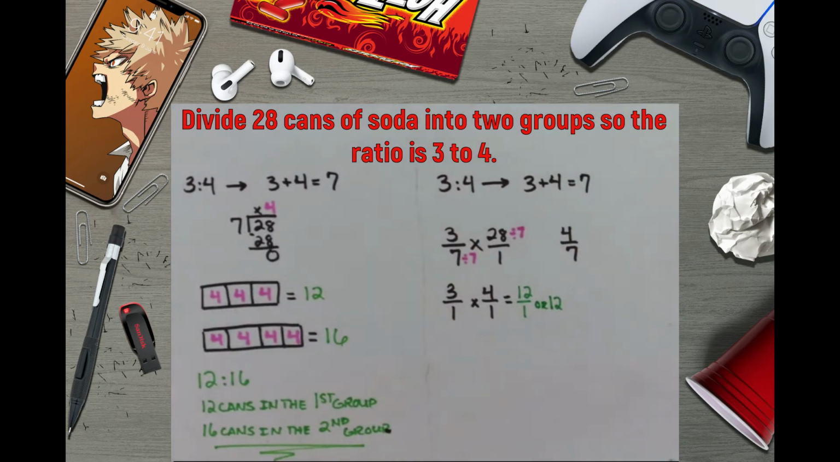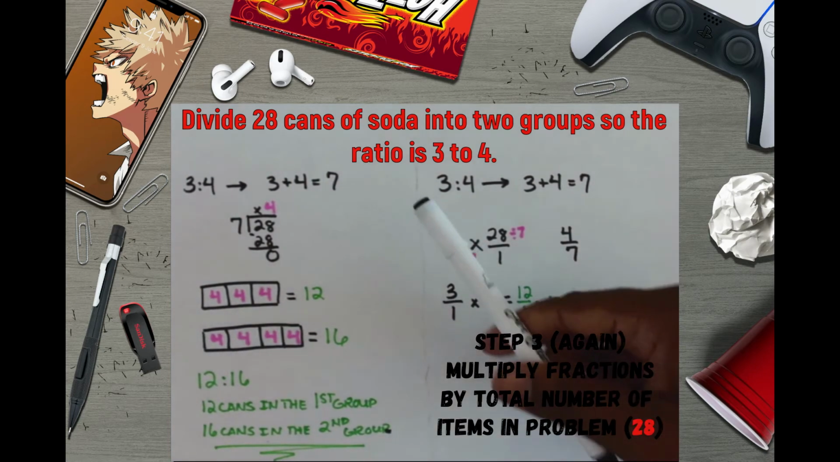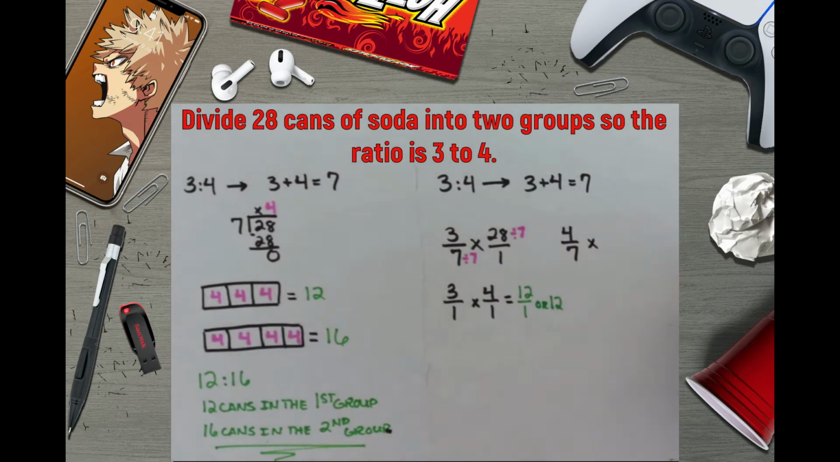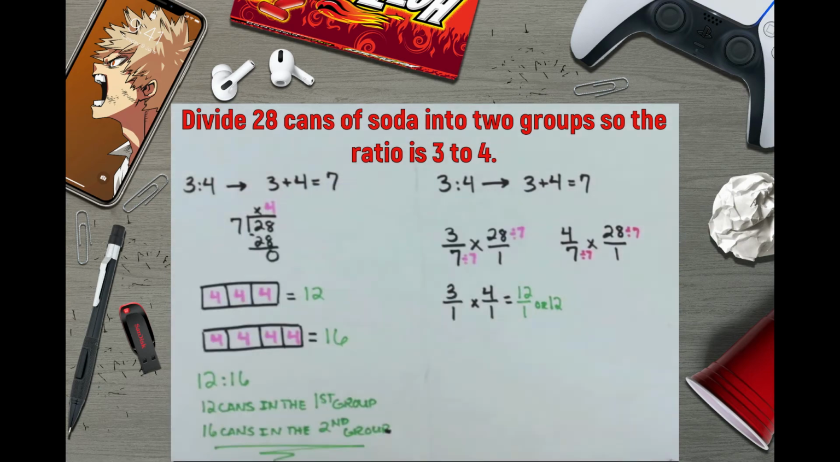Now I'm going to go ahead and do the same thing over here. Remember, I have to multiply it by the total number of items that's in my problem. So I'm going to go ahead and multiply this by 28. But remember, I have to turn it into a fraction just like I did over here. So it ends up being 28 over 1. Can this simplify? Yes, it can. I already know it simplifies by 7 because I already did it over here.